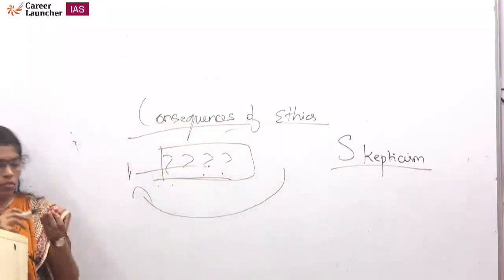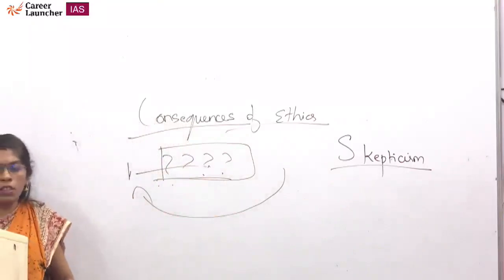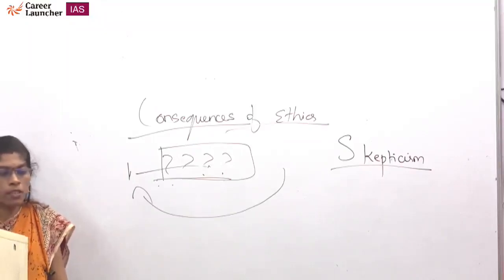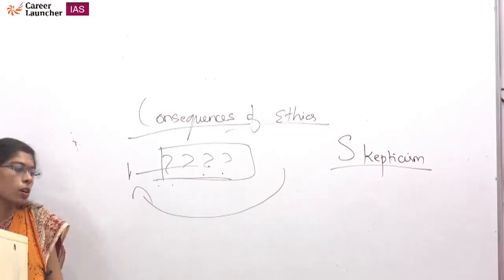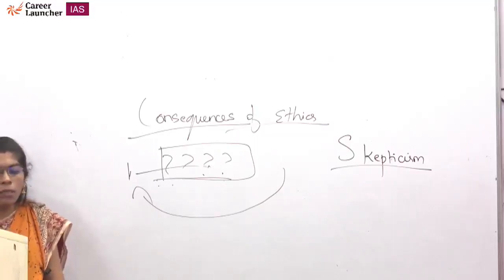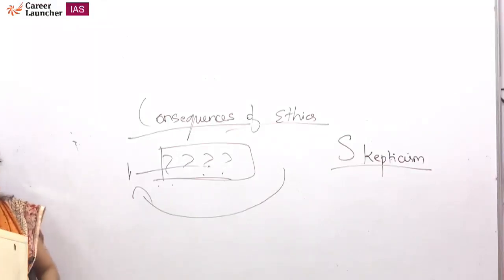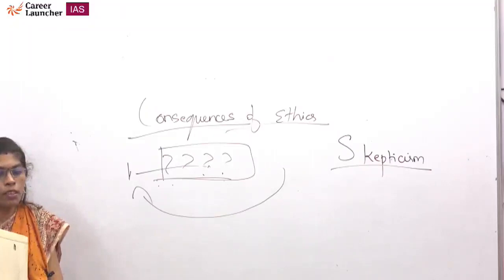The view that, under moral or ethical skepticism, there are no valid moral principles. The view that there are no valid moral principles. Definitely we will try to give the PDF. No valid moral principles at all. We cannot know whether there are any. Full stop.